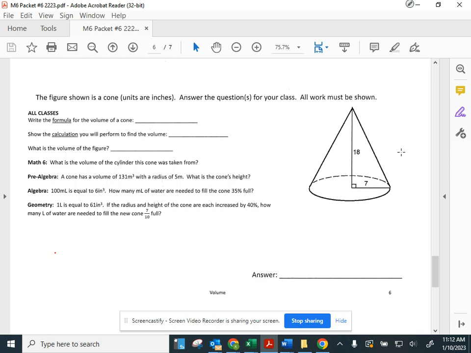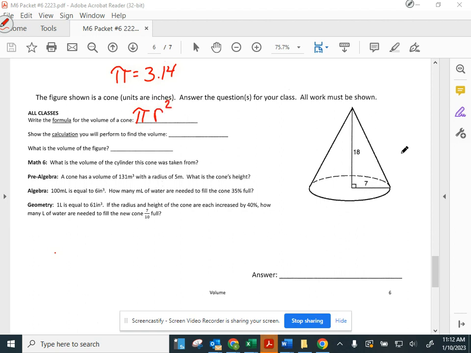Good morning. We are finishing packet number 6. We have 2 more pages of the packet to work on. I'm going to give us the formulas that we need for this page. The formula for the volume of a cone is pi, and remember pi equals 3.14, times r squared.